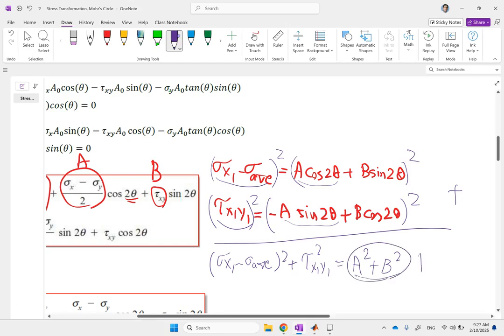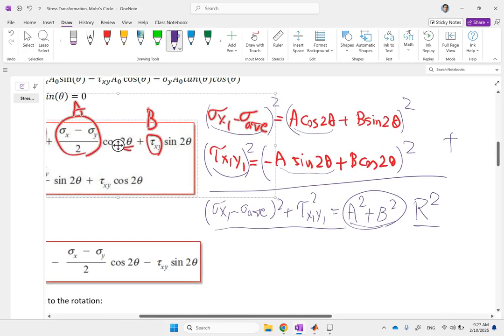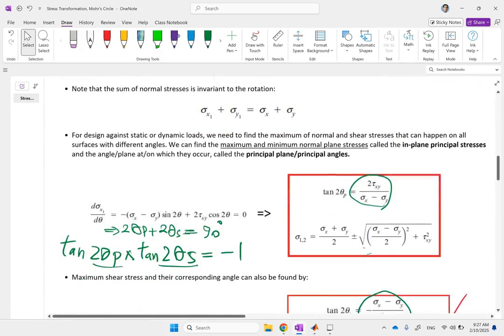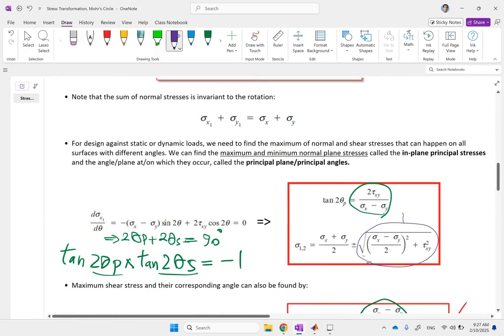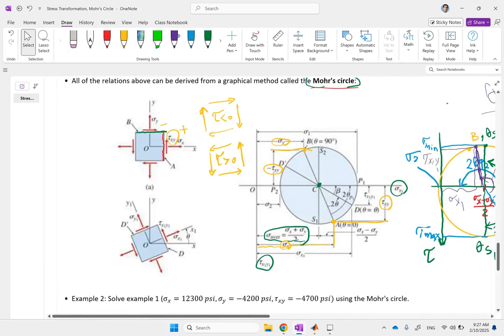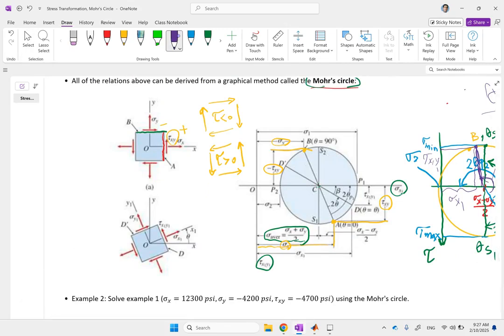Now, if this is the radius of my circle, this is clearly the equation of a circle, where the center of it is at 0 for tau and sigma average for the x-axis, and the radius of it is R. And R is how much? R is this square root here, basically, this guy. That is R. And if you look at this circle, that's exactly what it is. The center of it is at point sigma average and 0. And the radius of it, if you calculate it for any point, is exactly that square root, which is tau max. Remember, tau max was the square root, correct?